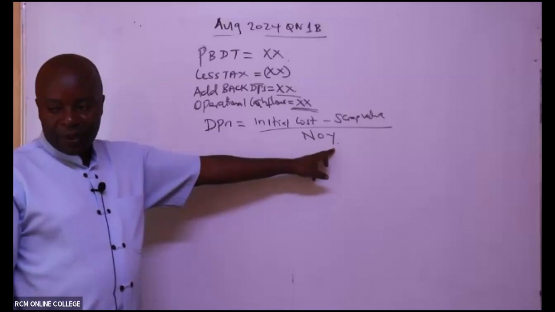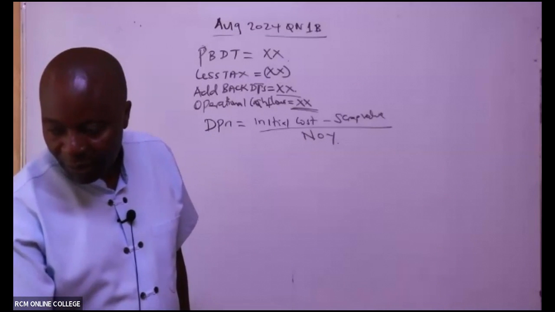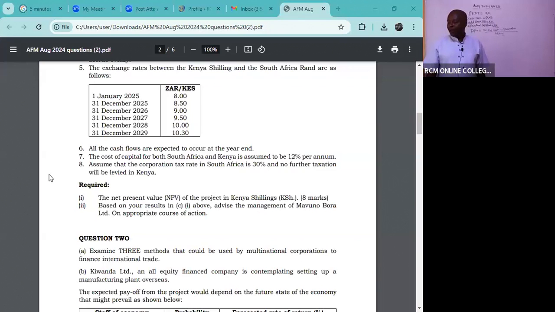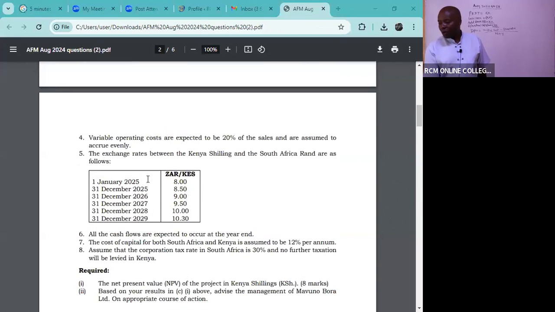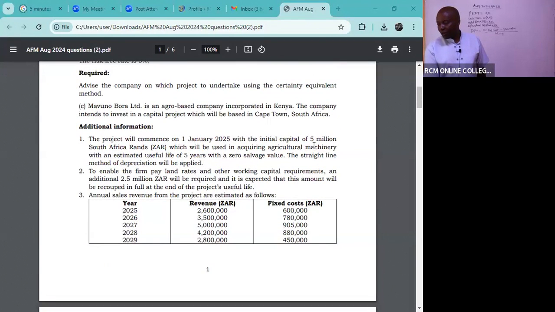So these great people have given me the initial cost of the machine. The initial cost of the machine is 5,000. I'll cut three zeros for simplicity. So the initial cost is 5. You can see first January 2025 with the initial capital of 5 million South African rands, which will be used in acquiring agricultural machinery with an estimated useful life of 5 years with a zero salvage value.